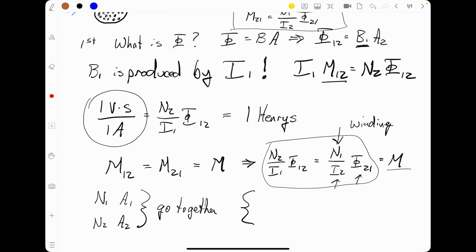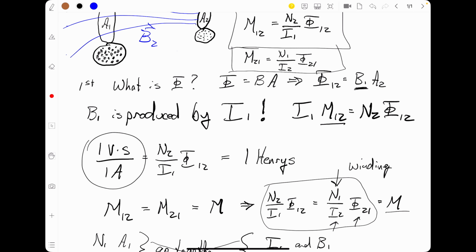And then on this side, I1 and B1, and then I2 and B2 go together. Okay? And they flip for the others. Okay? So it crisscrosses. Crisscross. So these go with this, and those go with that.